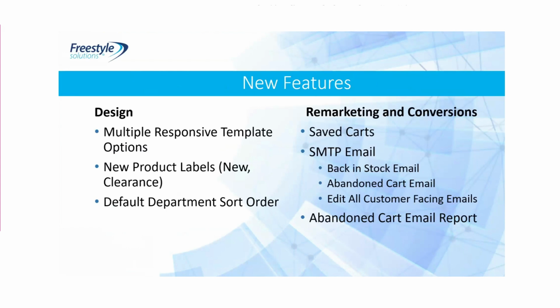On the design front, we've shown you a few templates, discussed the new and clearance product labels, and the ability to configure the default sort of individual department listing pages. The next most impactful set of features revolve around re-engagement with your customers. We discussed saved carts. And then my favorite on this list is SMTP email, because it's also a foundation that drives the ability to re-engage with your customer in more ways than before.